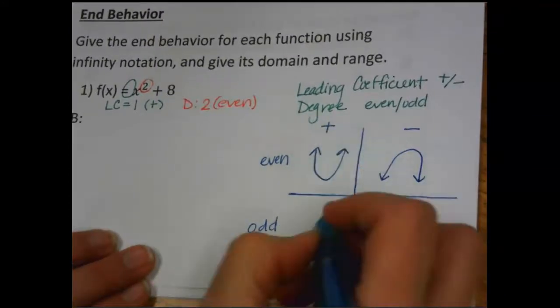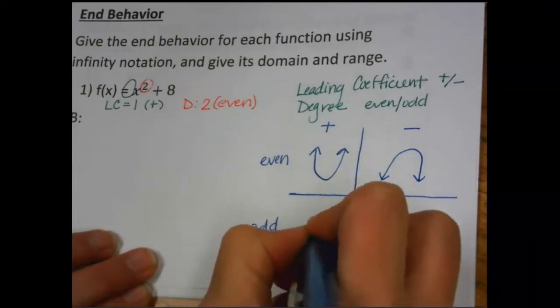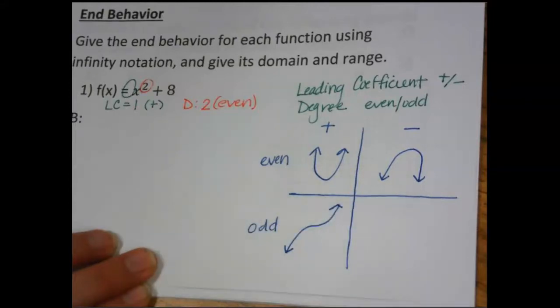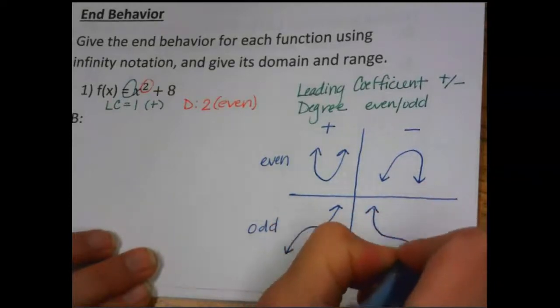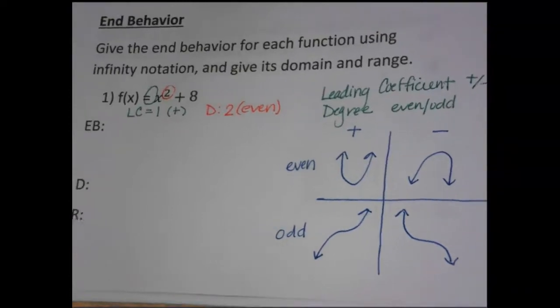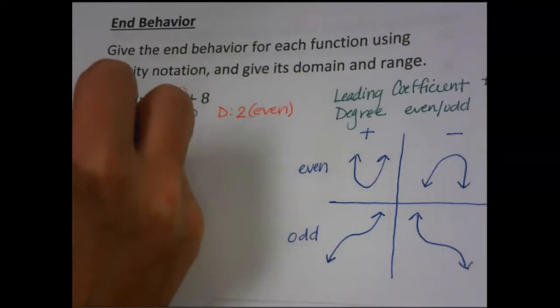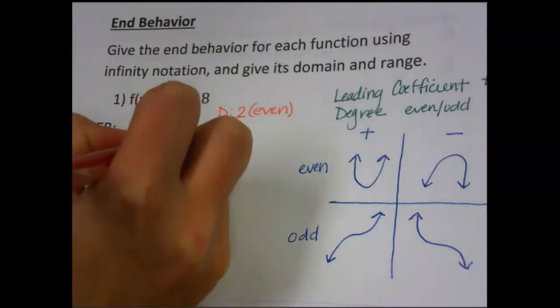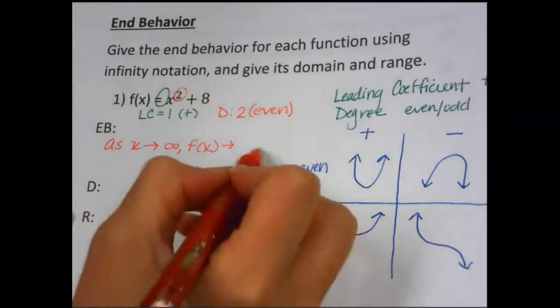Odd positive tells us that your graph is going to have ends going different directions, but it's going to be increasing from left to right. Odd negative means it's going to be decreasing from left to right. So those are the 4 options we have for end behavior. All right, so now the notation for end behavior. We write end behavior as x approaches infinity, f of x approaches, and we're going to fill in the blank.